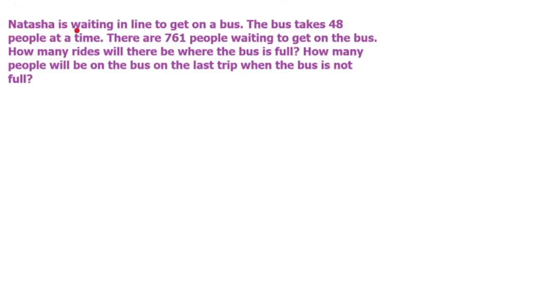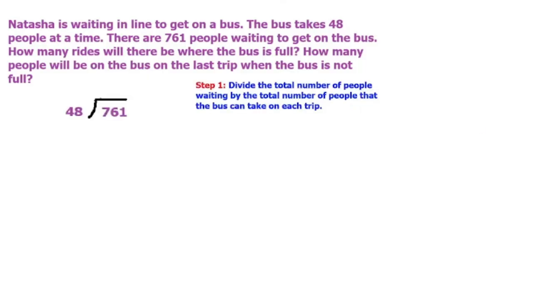So Natasha is waiting in line to get on a bus. The bus takes 48 people at a time. There are 761 people waiting to get on the bus. How many rides will there be where the bus is full? And how many people will be on the bus on the last trip when the bus is not full?